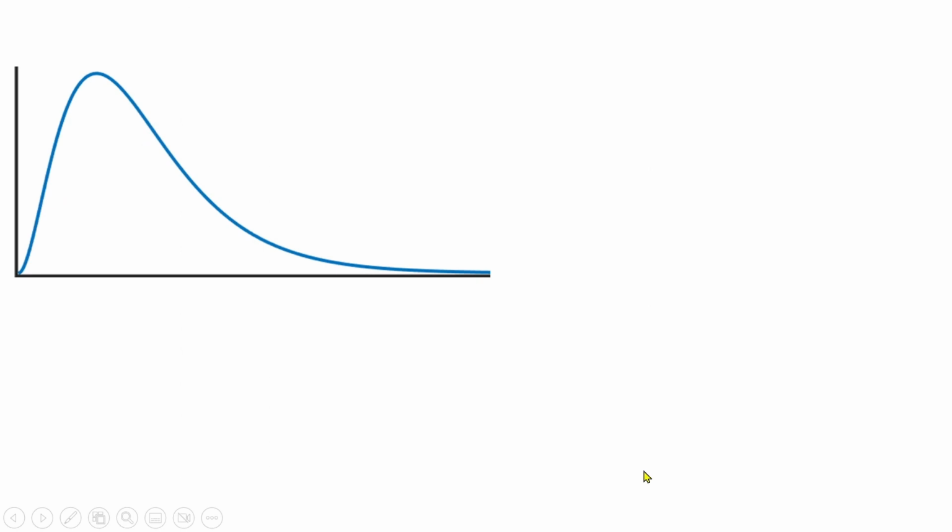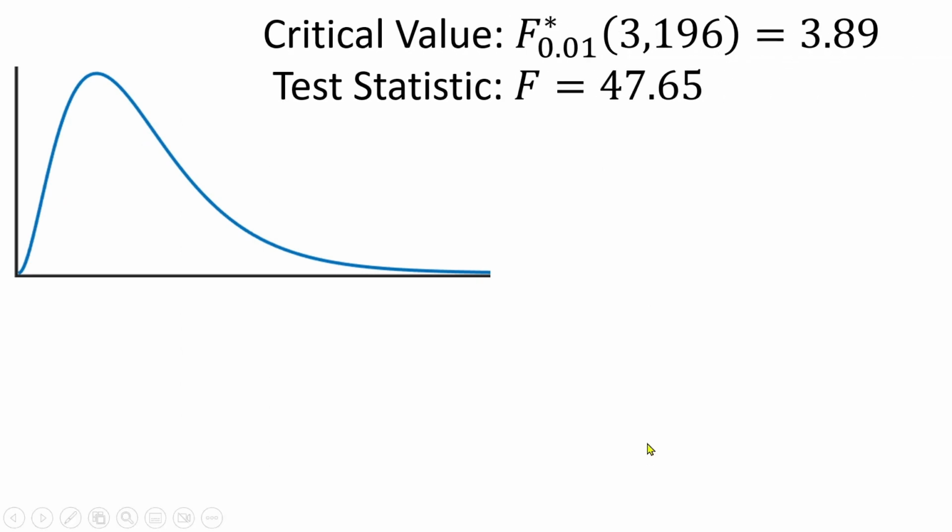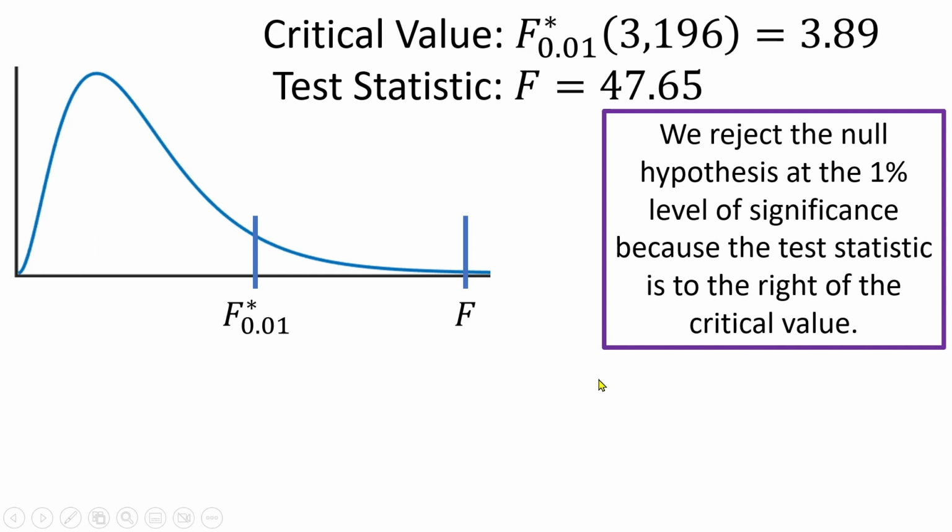So what do we do with that? Well, we have our critical value for a 1% test. We have our test statistic. If we were to sketch what the distribution looks like, we can see, of course, the F statistic is much, much bigger than the critical value. And so we can reject the null hypothesis at the 1% level of significance because the test statistic is to the right of the critical value. Rejecting the null hypothesis means that we're going to conclude that of those 4 population mean responses, at least one of them is different from the rest.